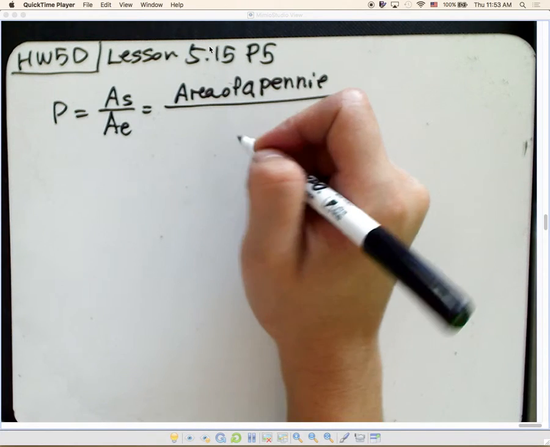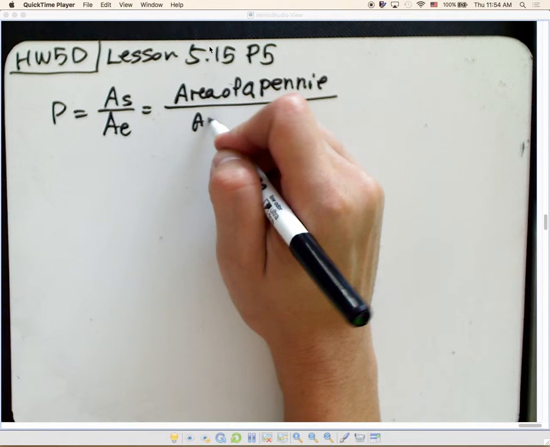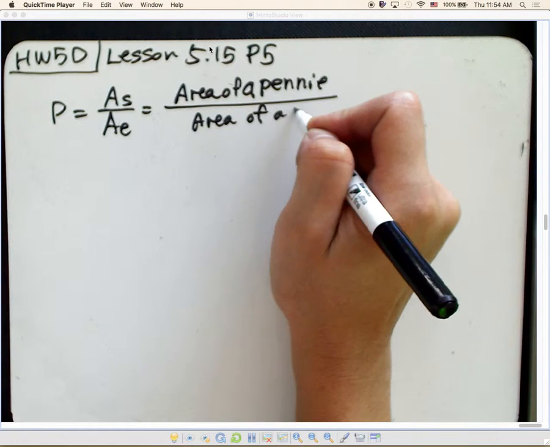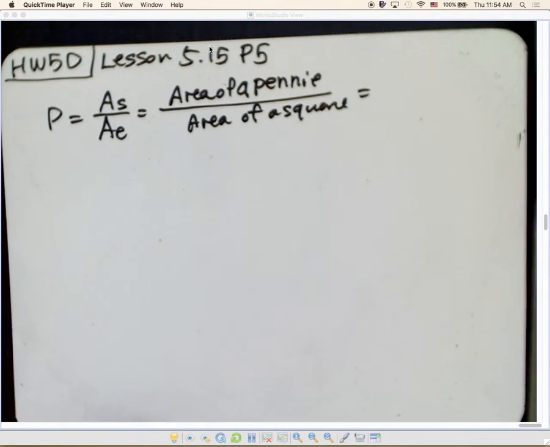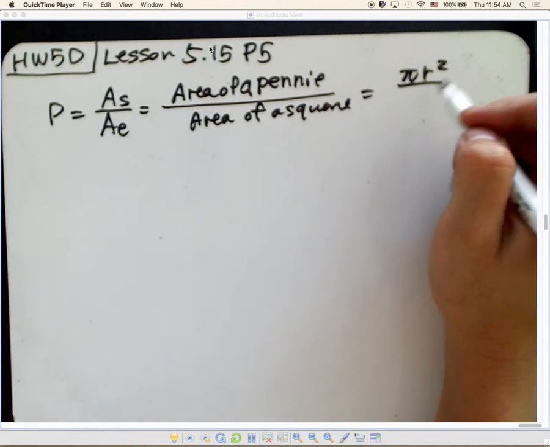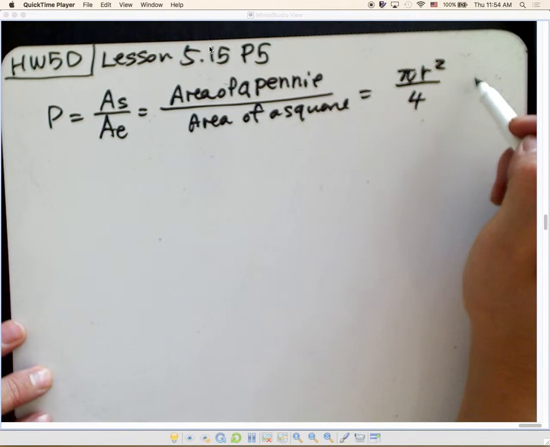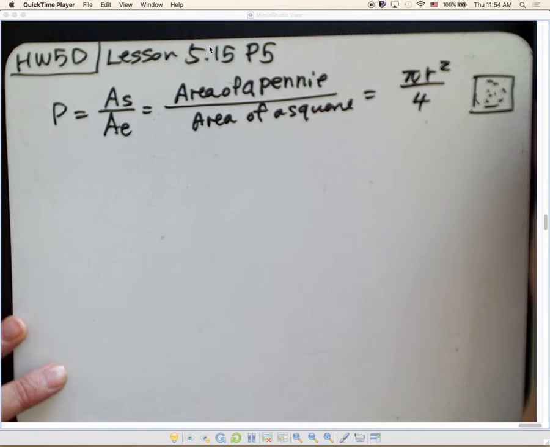The target is a square which has area 4. So we have to find the area of the penny, which we can find with pi r squared, all over the area of the square, which is 4. That's going to be the probability that it's going to be inside of the square. But we are looking for the one that is outside, right?